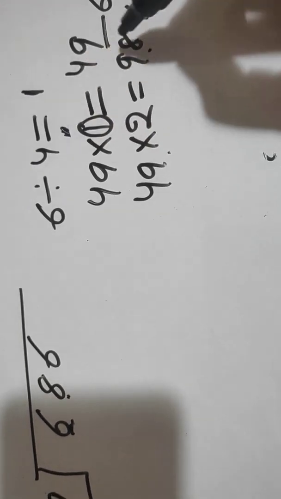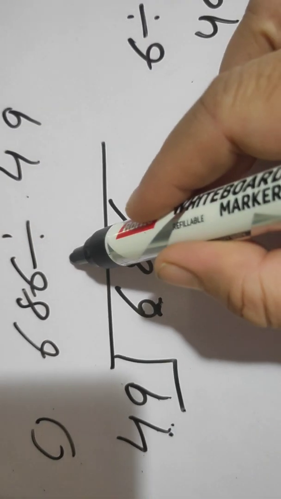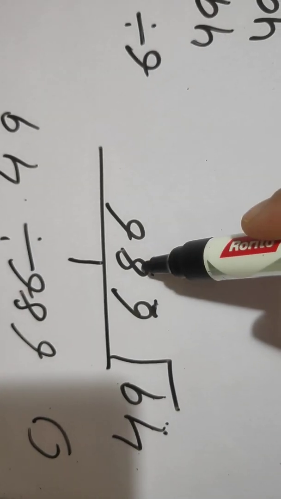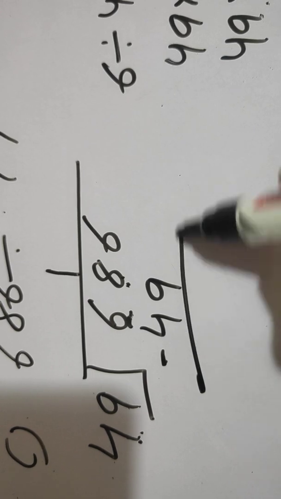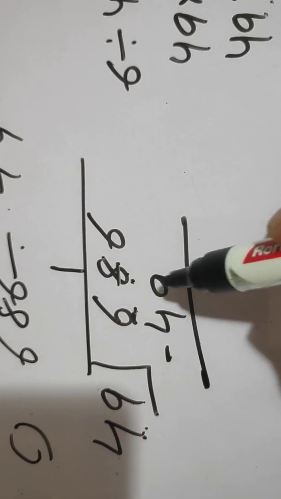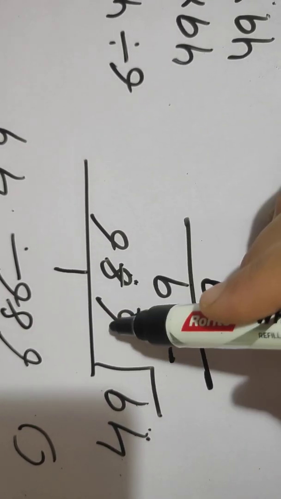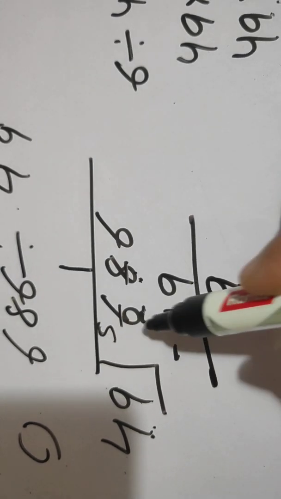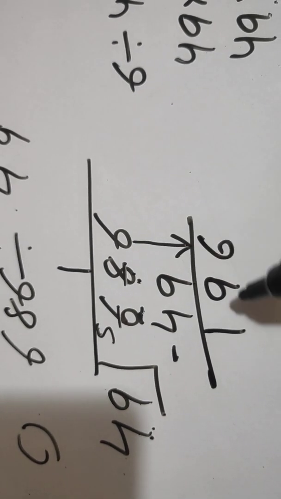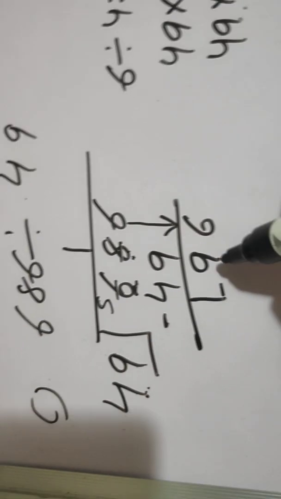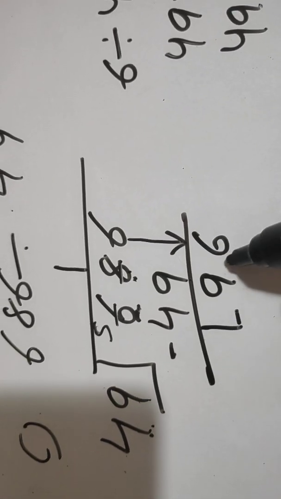Our answer is 49. Ones are 49. So the table goes on 1, that we will write on the tens place, and here I will write the same number. It becomes 18. 18 minus 9 is 9. Here it remains 5. 5 minus 4 is 1. Bring down 6, because 19 is smaller than 49.